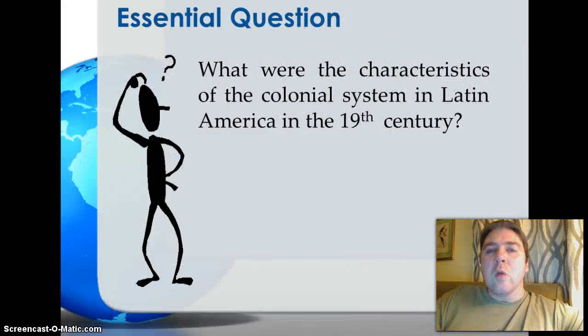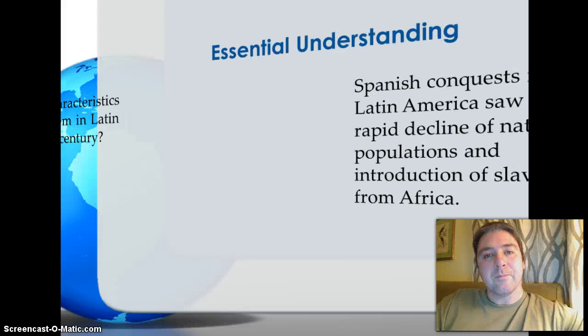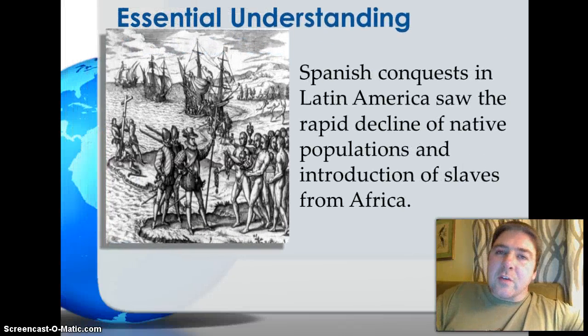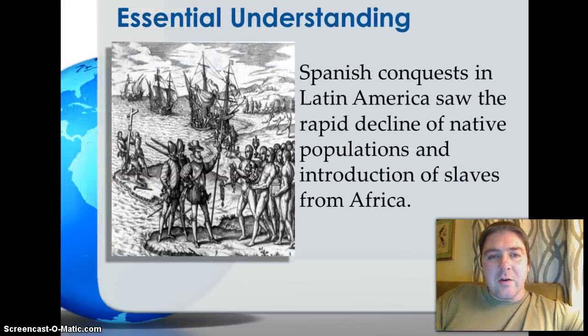Okay, the essential question for this standard is, what were the characteristics, what were the traits of the colonial system in Latin America in the 19th century? 19th century being the 1800s. Okay, some essential understanding for this standard.